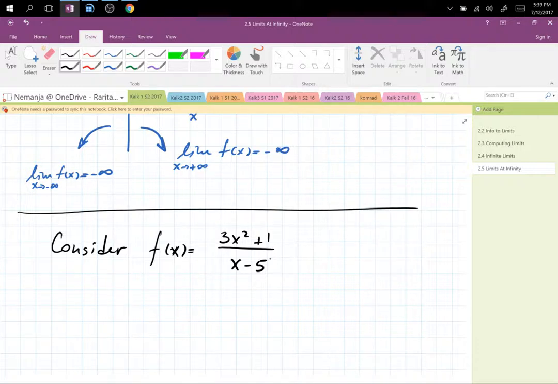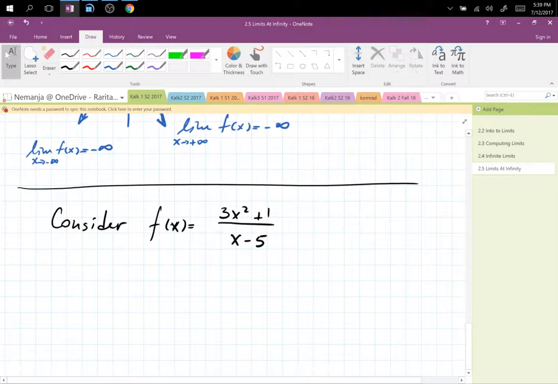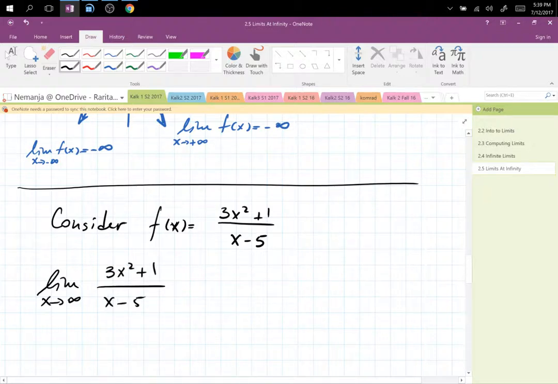Where's the horizontal asymptote? There is none. Very good. That's what I thought. So we are going to simply do the limit as x goes to infinity of 3x squared plus 1 divided by x minus 5, and divide by x squared. So these are the things, guys, that you have to learn. This is your calculus portion.